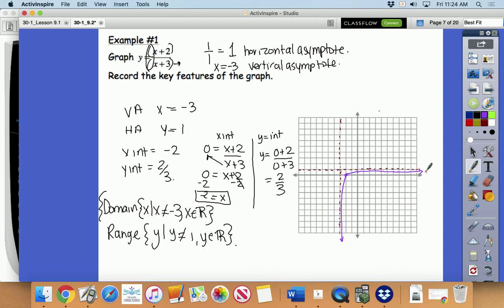So for example, 1, 2, 3, 4. Let's pick a point like -4. Let's plug it in. When x equals -4, what is our output going to be? So we're going to go (-4 plus 2) over (-4 plus 3). That's going to give me -2 over -1, which is 2. So I know that at -4, I'm going to have a value of 2.